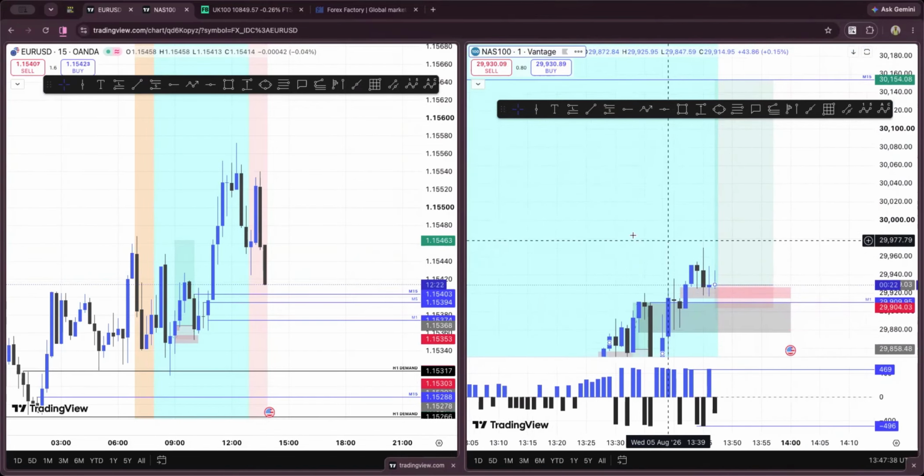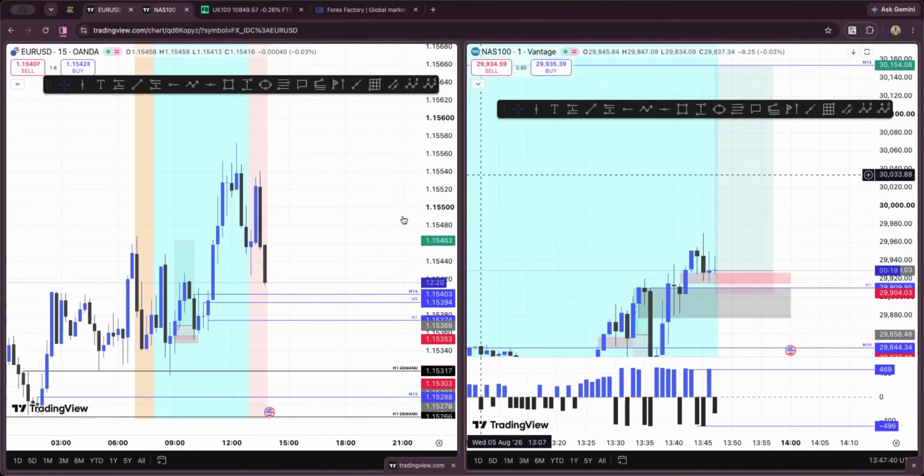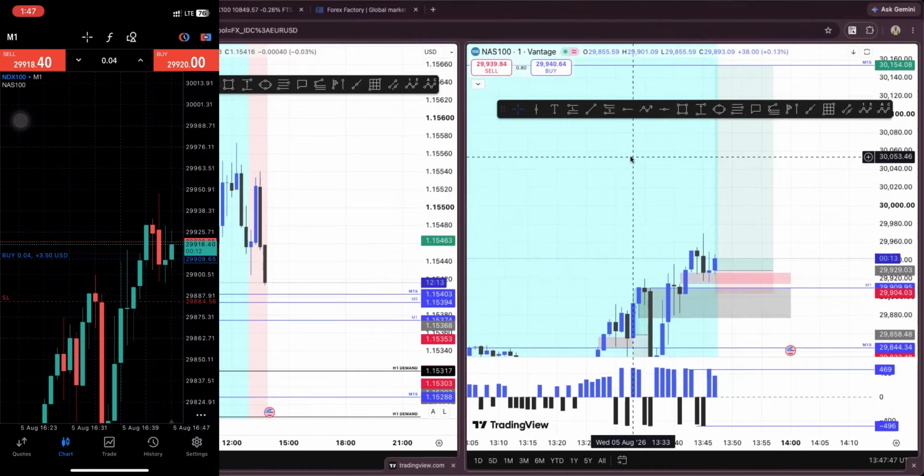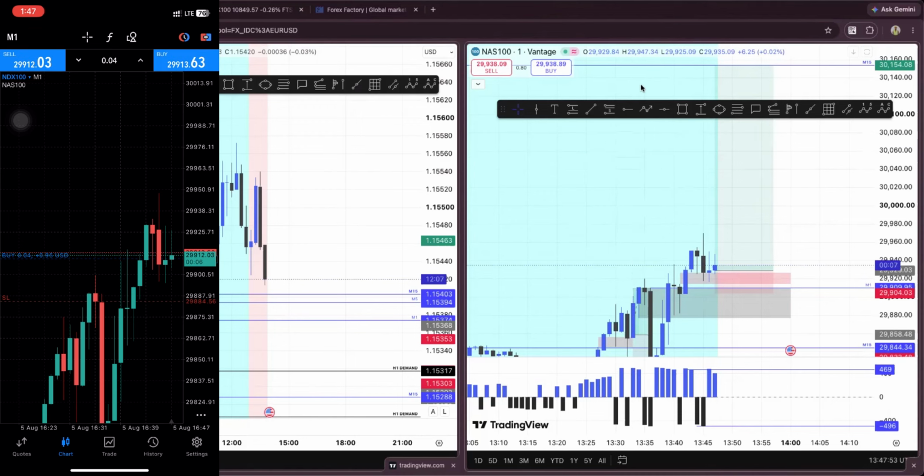EURUSD approaching my area of interest. So let's see how these two play out. You can hear it from how I'm speaking, my voice. There's some kind of breakage in it. Emotions are getting to me, but I'm still following my edge. I'm still trading. So let's see how it goes.